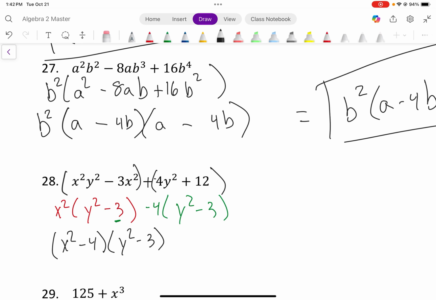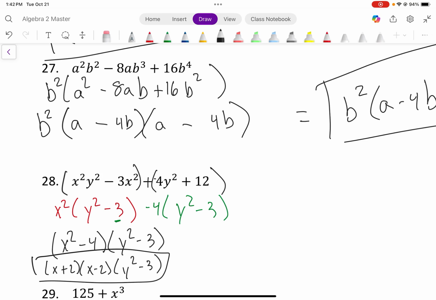But I'm not done, okay? The x squared minus 4 is a difference of squares. So x plus 2, x minus 2. It's the most basic one we could probably give you. 3 is not a perfect square, so we can just leave this as y squared minus 3. If you went crazy and used square roots and said y plus square root of 3, y minus square root of 3, I'm not going to get upset at you, but that doesn't really help our case, so we can stop just right there.